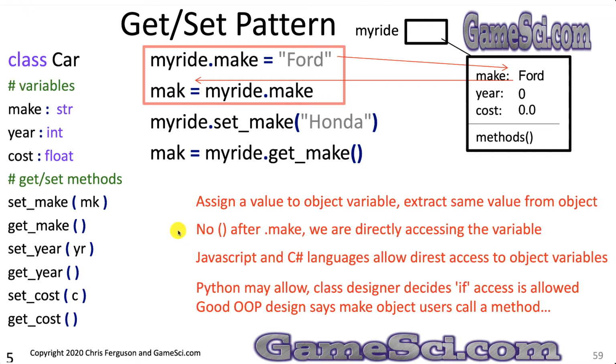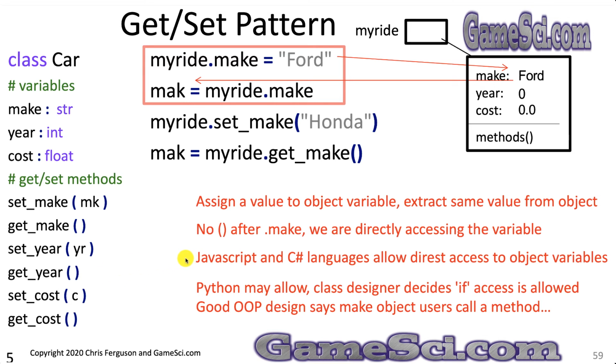Notice the no parentheses after .make. We are directly accessing the variable of the object, make. If you do not see parentheses here, you're talking about a variable of the object. Here's a variable of the object. Why do I know it's a variable? No parentheses after make. Now JavaScript and the C# languages, they do allow direct access to object variables.